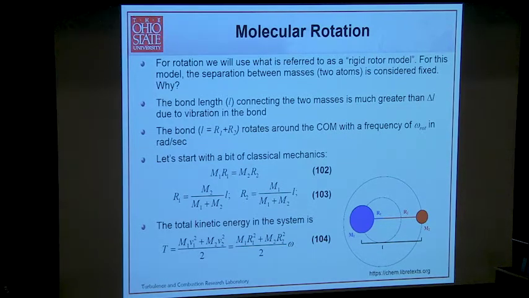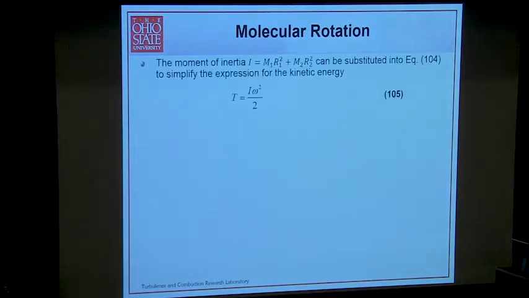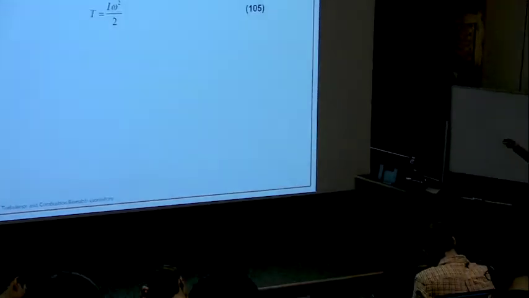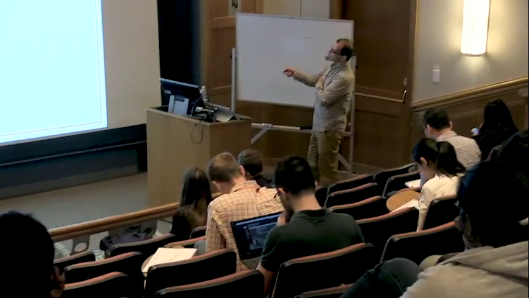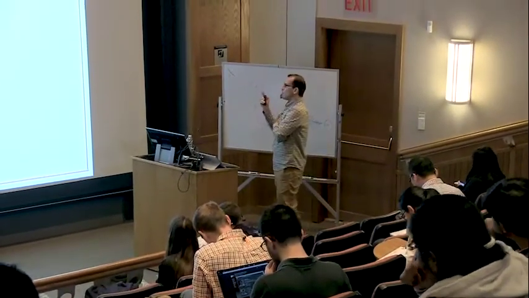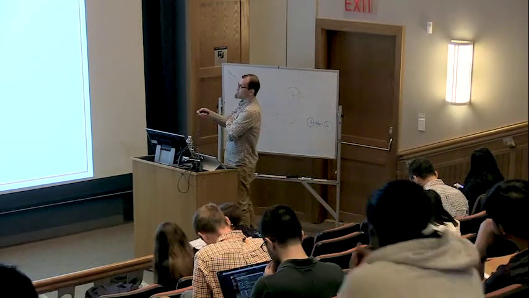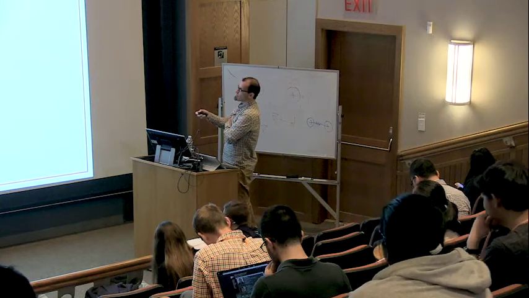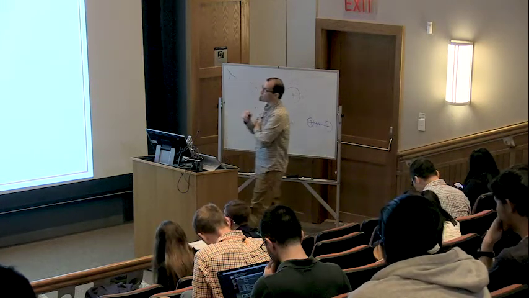This is still classical mechanics. We've taken a little step outside of here. We can further write the definition of the moment of inertia and substitute that in, since now the kinetic energy, T, is equal to the moment of inertia of the system times its angular frequency squared, divided by 2.